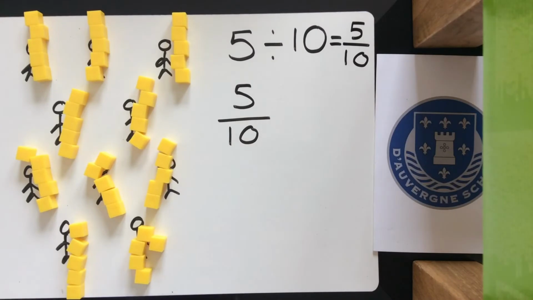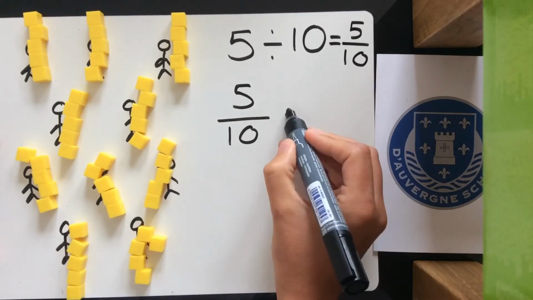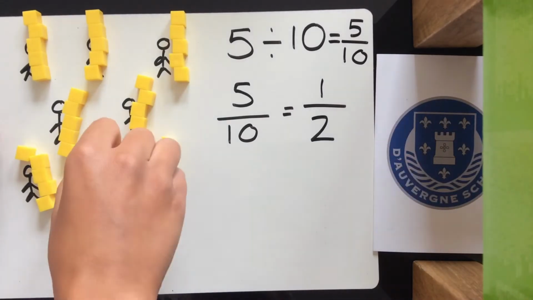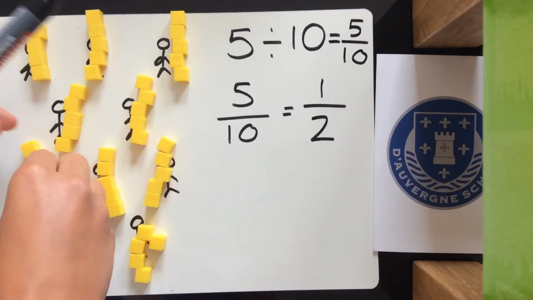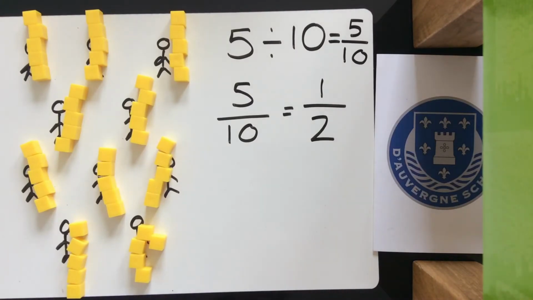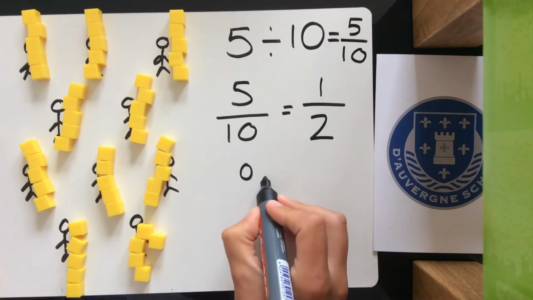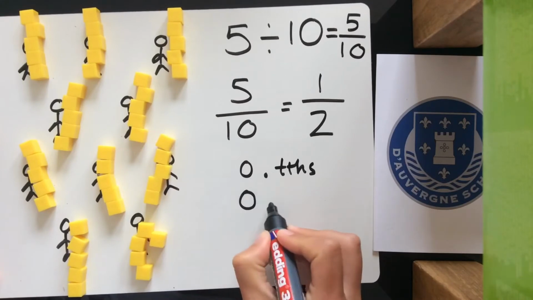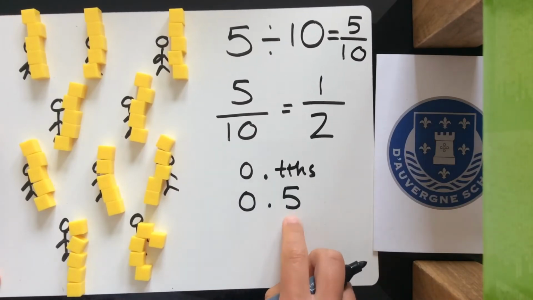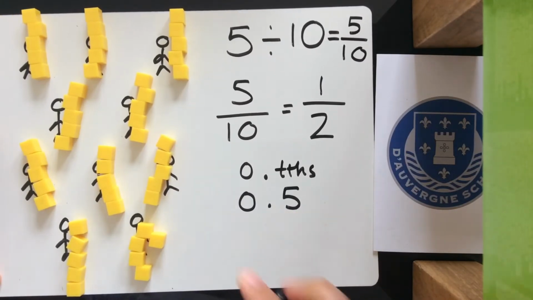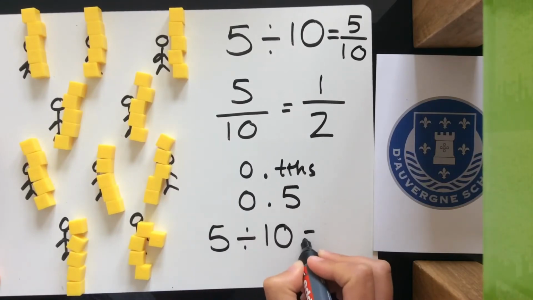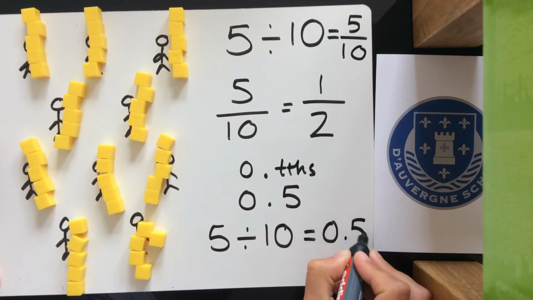How else could we write 5/10? What is that equivalent to? 1/2. They have half a chocolate bar each if I share out all 5 chocolate bars. How do I write 5/10 as a decimal? This is my ones column and this is my tenths. We write 5/10 as 0.5. We've got 5/10 in that tenths column. So that means that 5 divided by 10 equals 0.5.